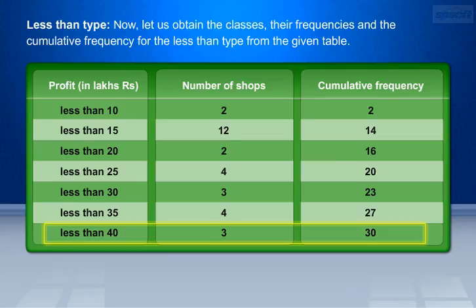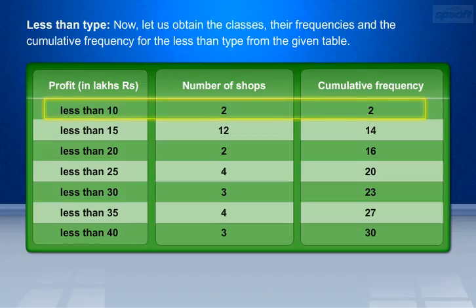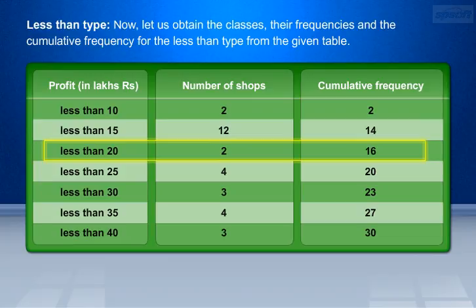Now let us find the cumulative frequency for the less than type. We obtain the cumulative frequency for each less than type interval. For the class interval less than 10, the frequency is 2, then the cumulative frequency is 2. For less than 15, the frequency is 12, then the cumulative frequency is 14, since 2 plus 12 equals 14. For less than 20, the frequency is 2, then the cumulative frequency is 16, since 14 plus 2 equals 16.